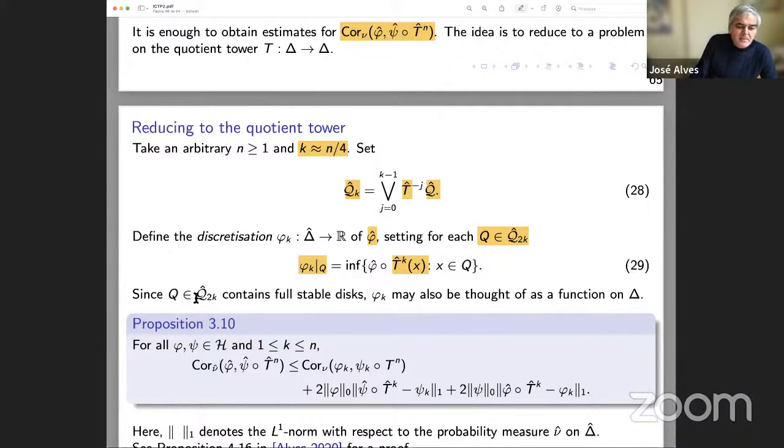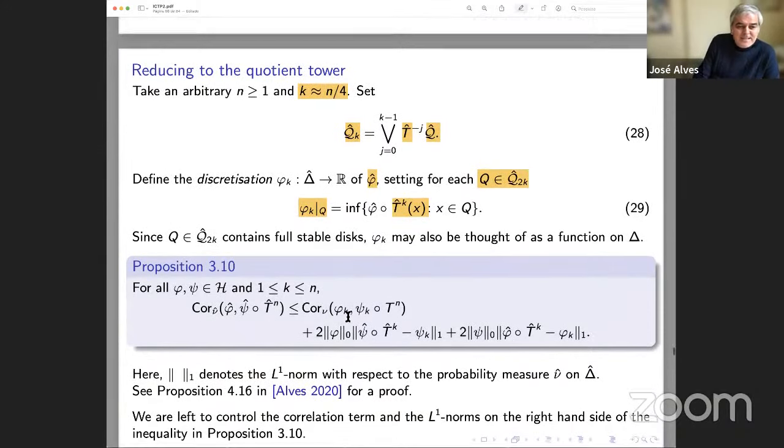See that these dynamical partitions are obtained by the dynamics in the tower. The tower makes no partition in the stable leaf. So we can think of this function also as being defined in the domain of the quotient tower, because the infimum is constant. It does not depend on the leaf.